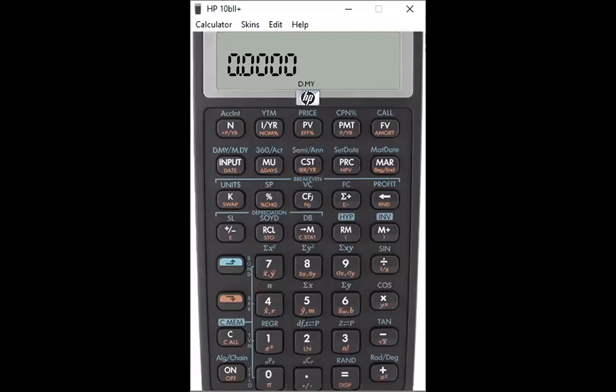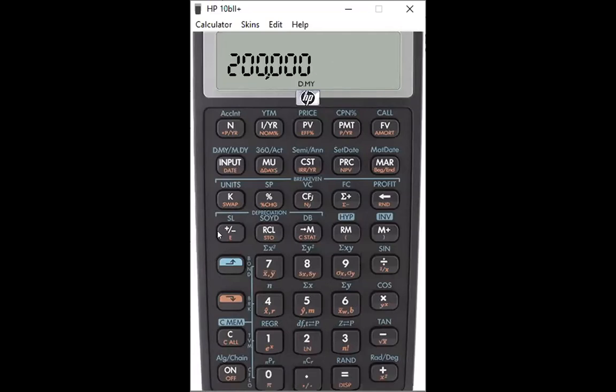Okay, so let's go through this calculation. I've put the HP calculator up on the screen. As always, we start by pressing the red shift button and then C to make sure that our calculator is clear. If your calculator is on 12 PYR, which it usually is by default, you need to change it to 1 PYR. So you press 1, then the red shift button, then PYR, and then your calculator will be on 1 PYR, right? And then after that, we can now enter in our cash flows.